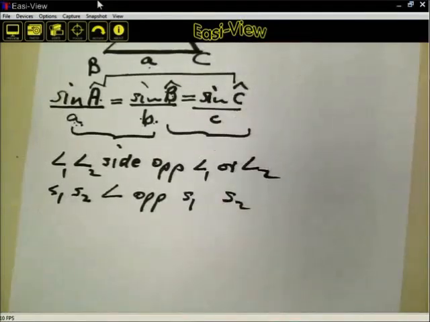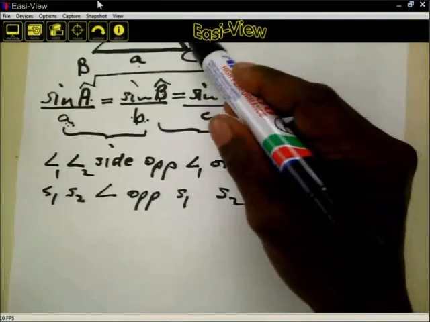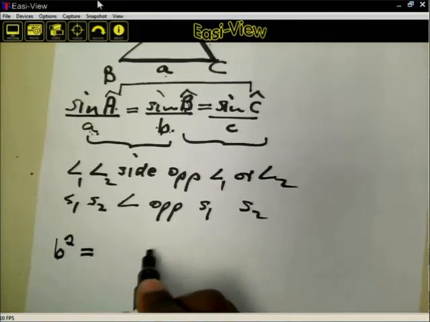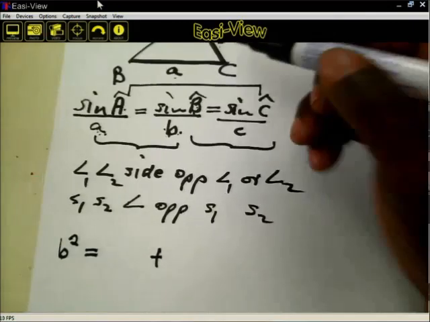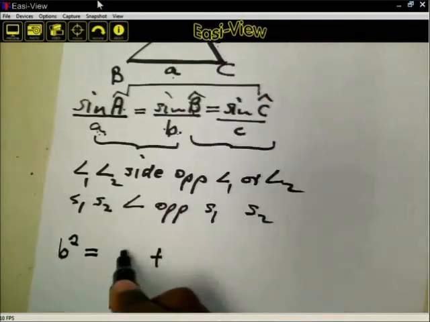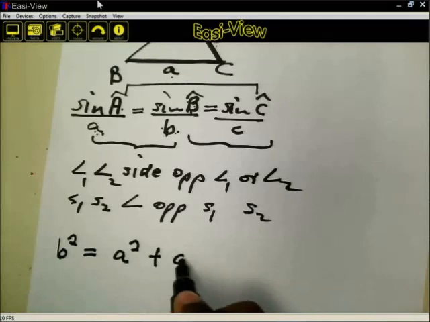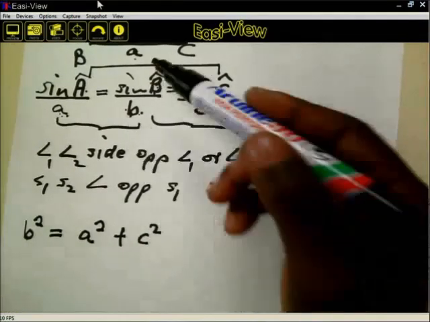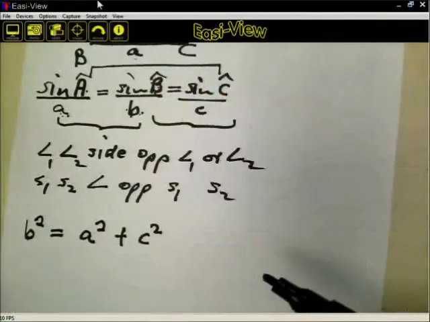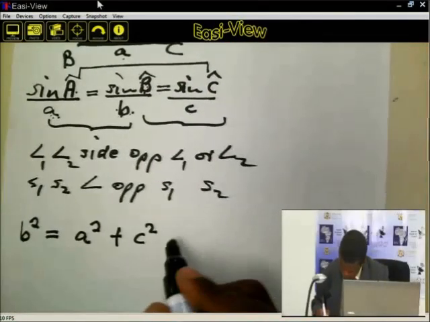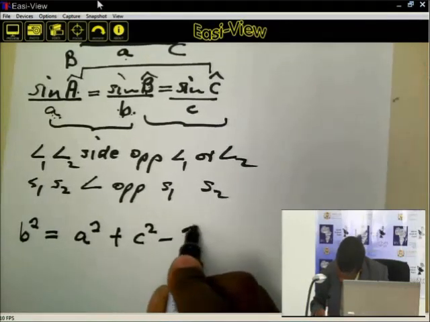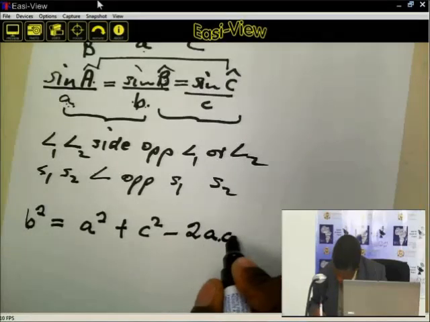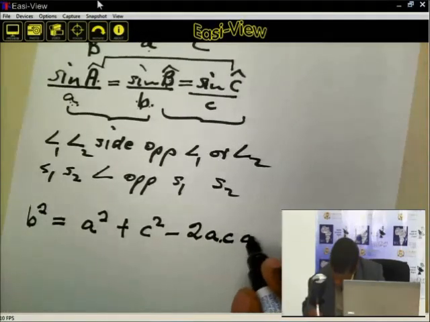They say choose any side. Let's choose b. Take its square. It is equal to the sum, after taking b, you are left with a and c, of this. Does this look familiar to you? Yes, the theorem of Pythagoras. Only, 1, this triangle is not right angled. 2, we are not done. Minus twice these 2 sides, but not squared this time, the product of these 2 sides, times the cosine of the included angle.